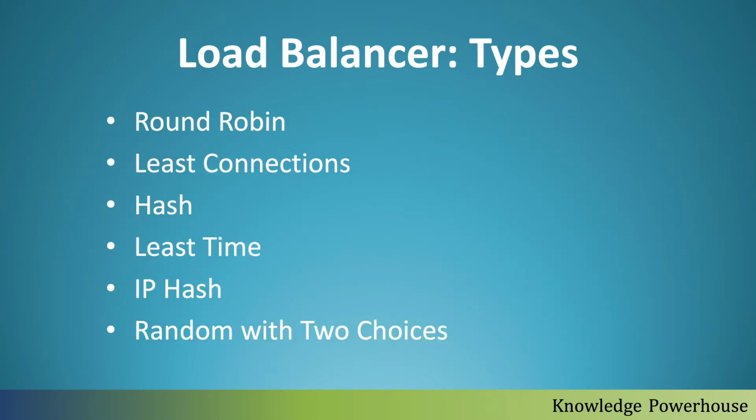So what are the popular types of load balancers? It's round robin, least connections, hash, least time, IP hash, and random with two choices. Let's go on to understand each of these in detail.